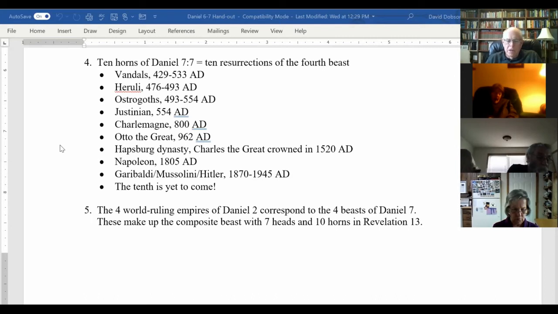There was given him dominion and glory and kingdom, that all people, nations, and languages should serve him. His dominion is an everlasting dominion. Isaiah 9, verse 7, of the increase of his government and peace there shall be no end. And his kingdom is one which shall not be destroyed.